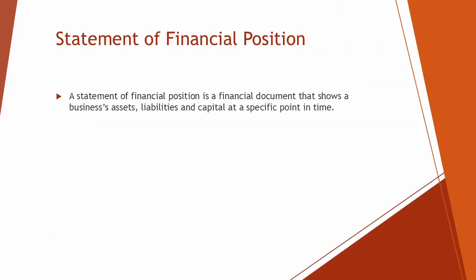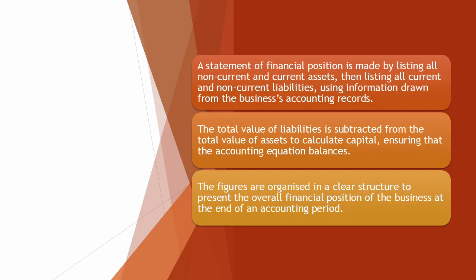Statement of financial position. A statement of financial position is a financial document that shows a business's assets, liabilities, and capital at a specific point in time. A statement of financial position is made by listing all non-current and current assets, then listing all current and non-current liabilities, using information drawn from the business's accounting records. The total value of liabilities is subtracted from the total value of assets to calculate capital, ensuring that the accounting equation balances. The figures are organized in a clear structure to present the overall financial position of the business at the end of an accounting period.